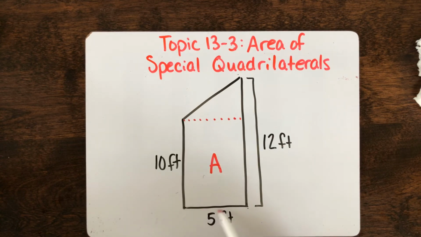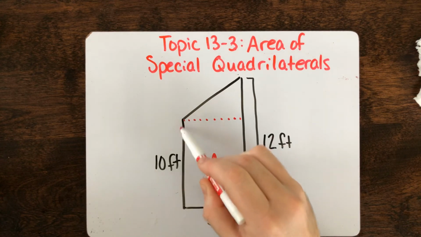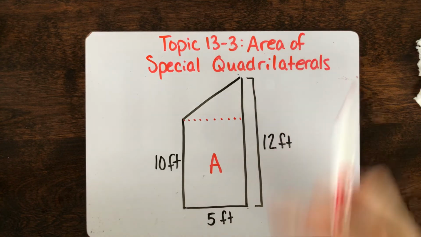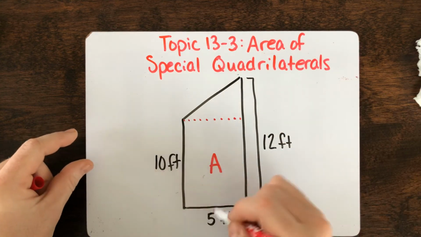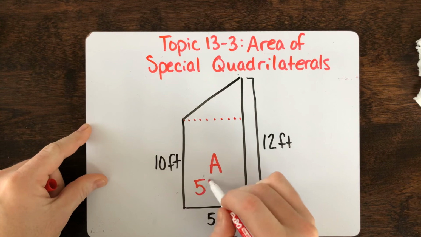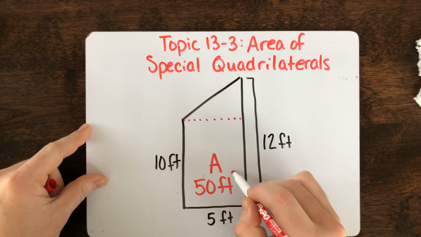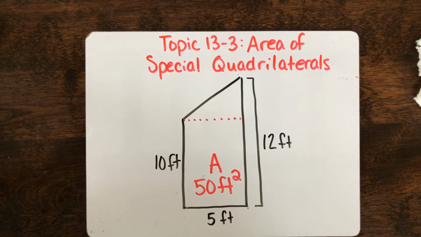What is the area of this rectangle? Well, length is 5, width is 10. We don't use 12 because 12 is the whole thing. So the area of this rectangle is 50 feet squared. Area is always squared, remember that?